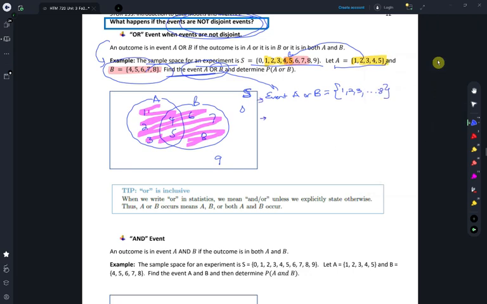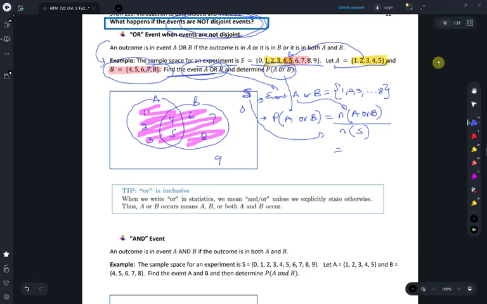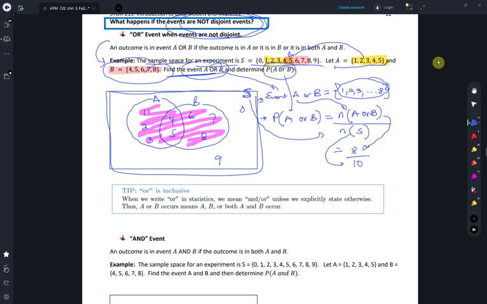So, based on this, can I find the probability of event A or B? That will be how many points I have in A or B out of how many points I have in the general sample space. How many points in A or B? 1 to 8, that is 8 out of 10 chances in the whole sample space. Okay, so keep in mind, I'm going to need this result later. The probability of A or B is 8 over 10.